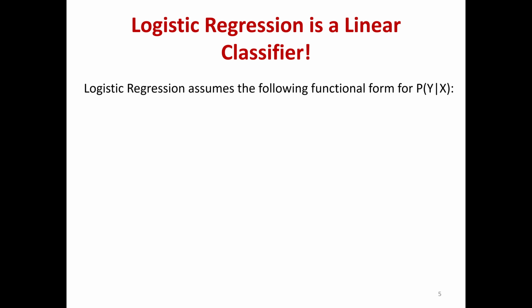Although the decision function of logistic regression is a nonlinear function in X, it's interesting to observe that logistic regression is actually a linear classifier. That is, the decision boundary between the two classes is linear. How can we see this? First, we need to calculate the probability that the class label is 0 given X, and the probability that the class label is 1 given X.